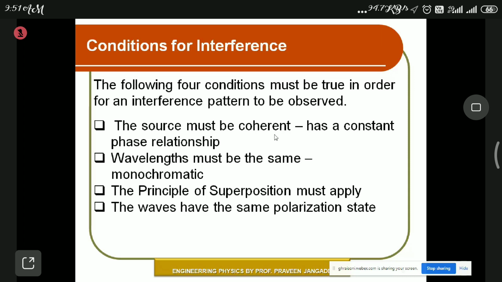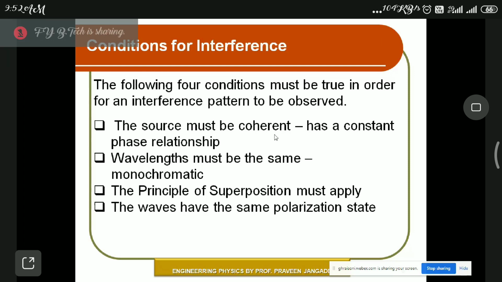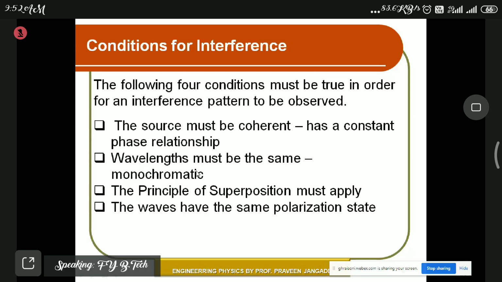So this is a mandatory condition: the source must be coherent and have a constant phase relationship. Constant means that both waves or both sources should have either zero phase difference or a constant phase difference. Then the second mandatory condition is that the wavelength must be the same. As I mentioned, the wavelength is a mandatory part, so the light must be monochromatic.